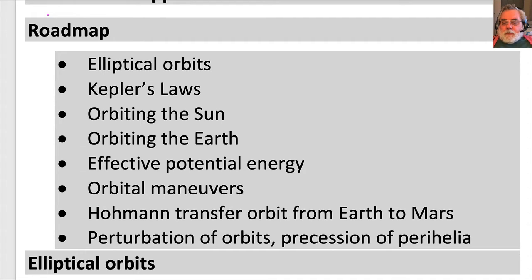Circular orbits are a special case of elliptical orbits. The planetary orbits in our solar system are very nearly circular. We could just treat circular orbits, but we also want to know how to rocket from Earth to Mars efficiently, and that requires an elliptical orbit. So we will treat elliptical orbits and realize that circular is a special case.